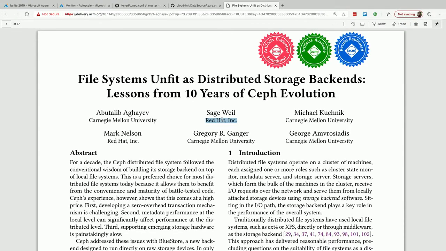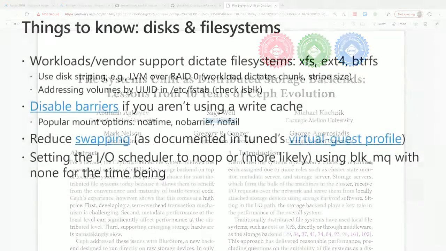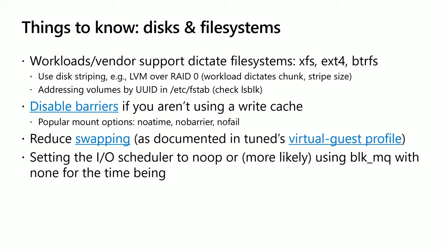So talking a little bit about disks and file systems, we do see a lot of different file systems on Linux VMs on Azure, XFS, ext4, Btrfs as well. But they're almost always dictated by the workload and/or the vendor. It's pretty much the file system that comes with the image of whatever it is that you're trying to run, or is the file system that is supported by whatever the workload is that you're trying to run. However, pretty much everyone uses some form of disk striping, such as LVM or RAID 0. There are considerations on chunk and stripe size that are workload dependent as well.